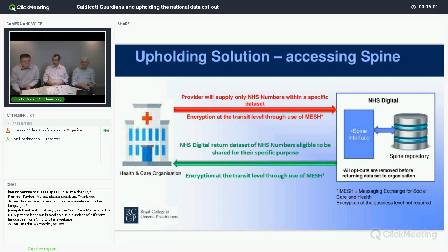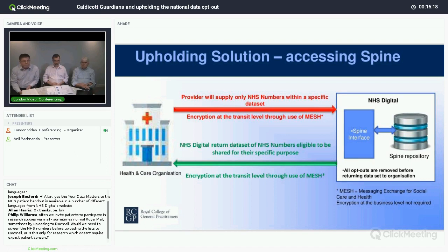Just a couple of other things to talk about within the mesh-based solution. Encryption is built in at the transport layer. What that means, really, the benefit from your point of view, is that there's no need to encrypt and decrypt at your end. So when you receive the file back from us, you'll see the file in the clear and you'll be able to see the NHS numbers.